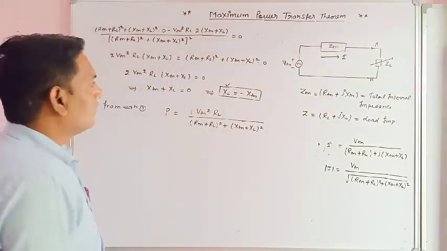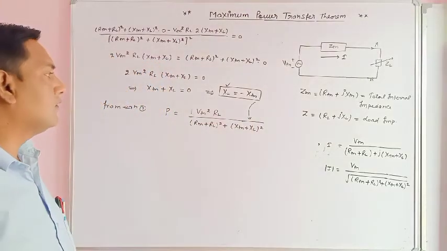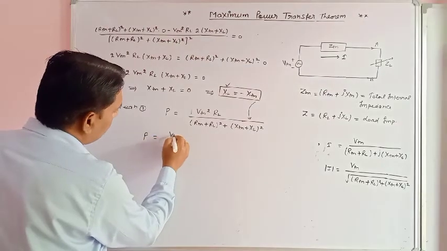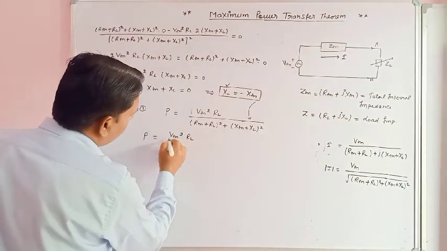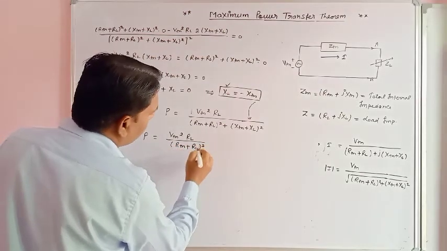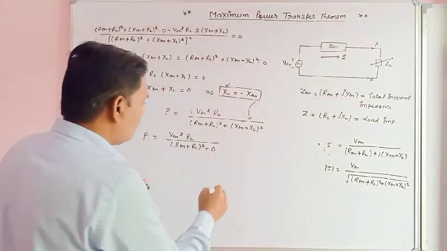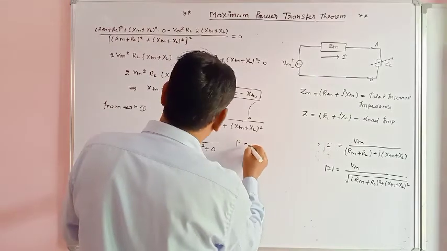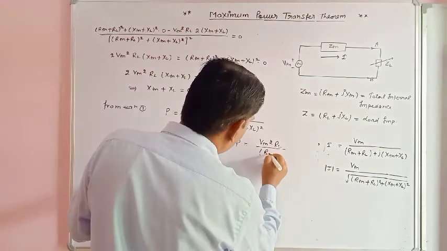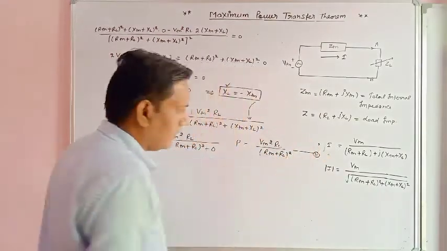So we will substitute this result here. XL is equal to minus XTH. So now power will be P is equal to VTH square RL upon (RTH plus RL) whole square, and this term will be 0. So now we get power in terms of resistance: P is equal to VTH square RL upon (RTH plus RL) whole square. This is equation number 2.